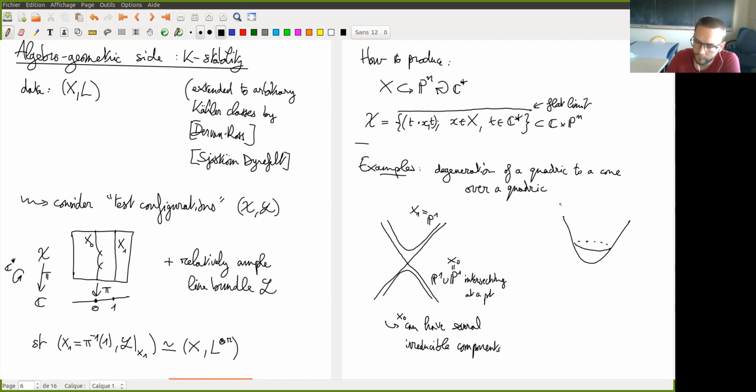dimension 2, you get a quadric like this, which in dimension 2 corresponds to P1 times P1. And again, you can have this degenerate to a cone, which is the cone over just a circle in the real world. And that's in the complex world a weighted projective space P112. So this is my X0. And that shows that X0 can acquire singularities, not only from having several irreducible components.